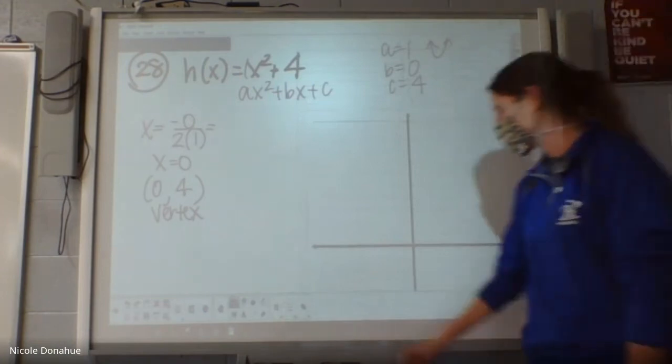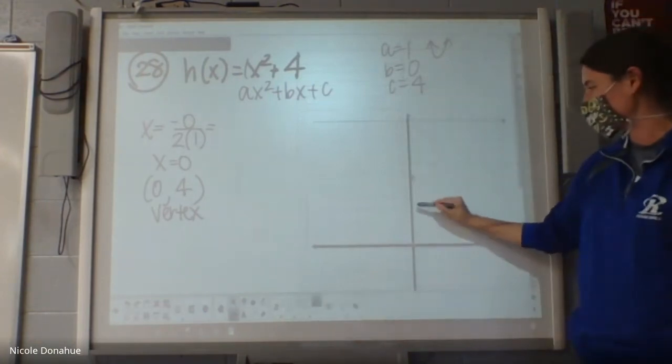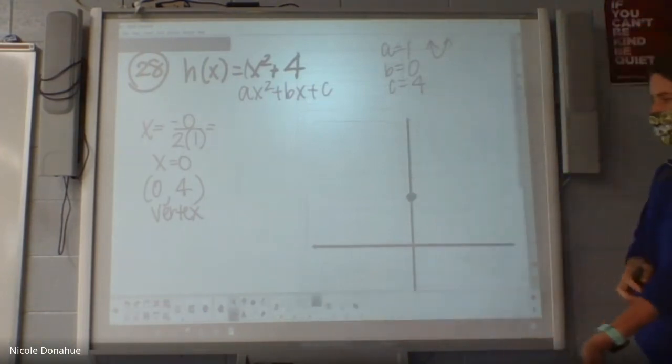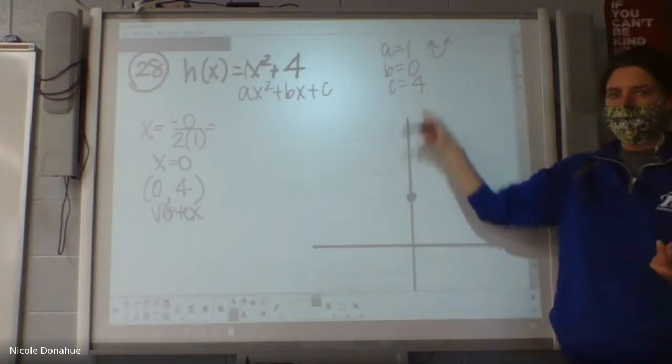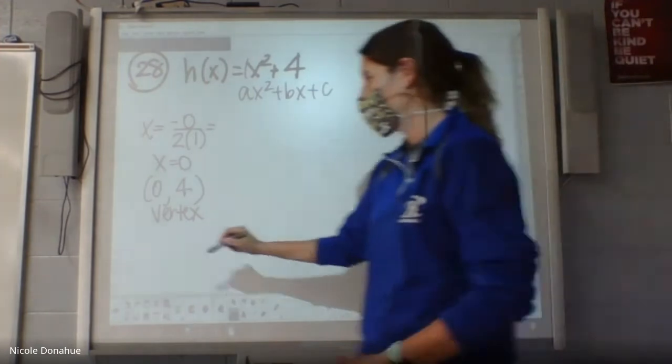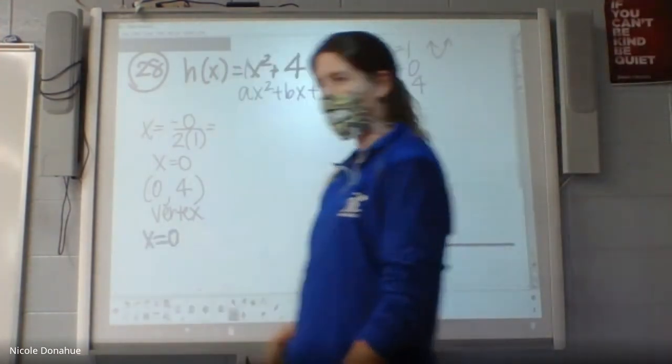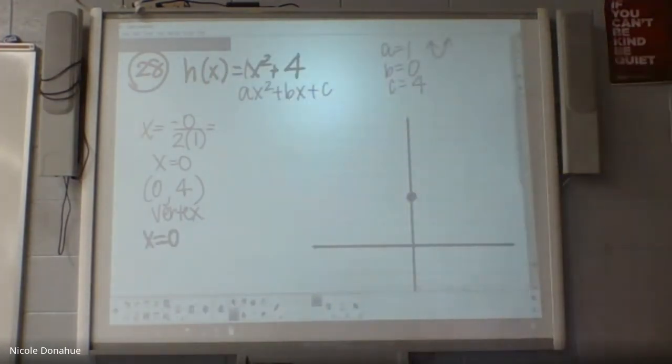Okay, so 0, 4. So there's our vertex. And then we were supposed to graph, was it to say like 5 points? Oh, name the vertex and the axis of symmetry. Remember, the axis of symmetry is just the vertical line that goes through this point, so it's always just the x coordinate. So x equals 0 is my axis of symmetry.